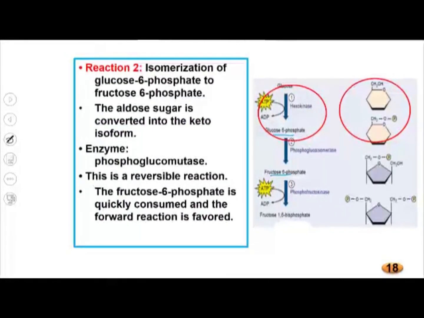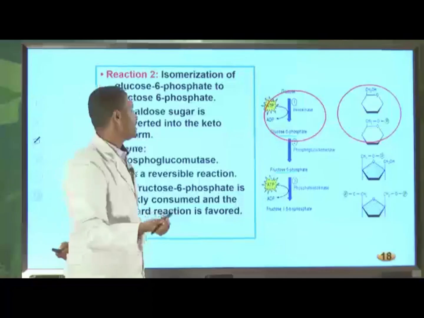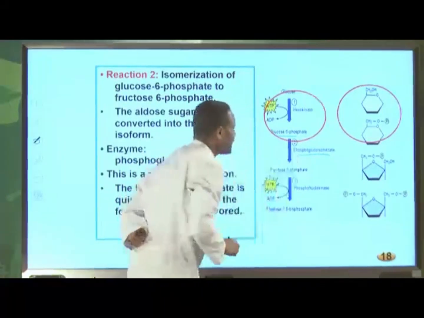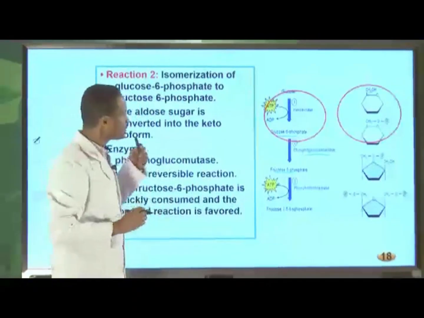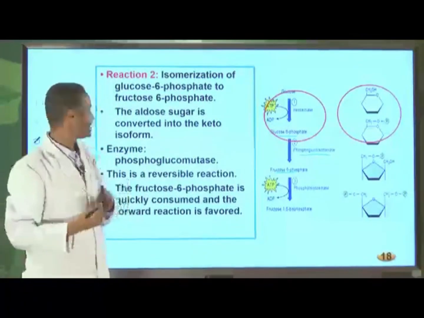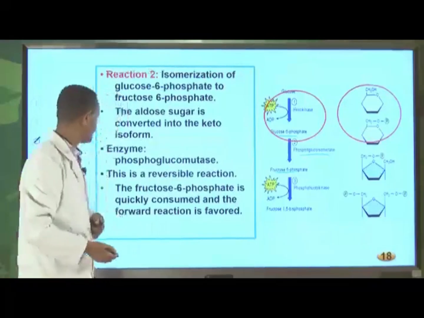Now, glucose is changed into fructose in this case. What was done is that isomerization. The process was catalyzed by the phosphoglucoisomerase enzyme.